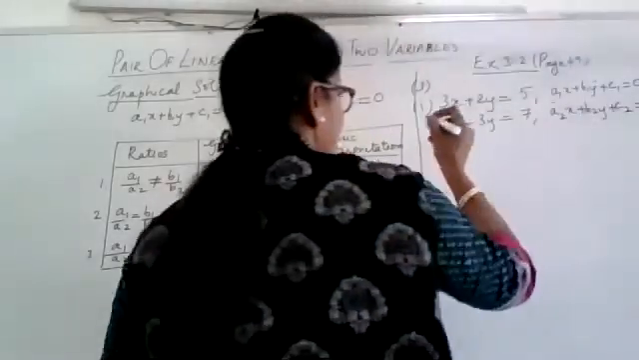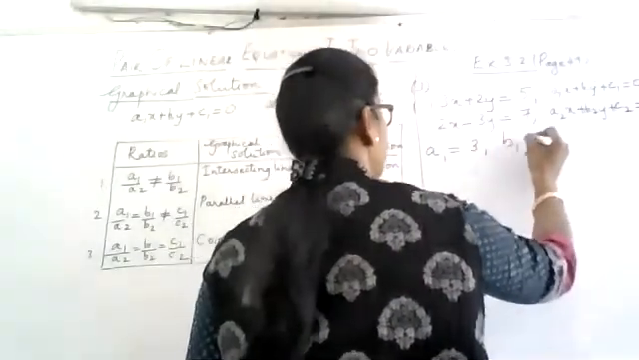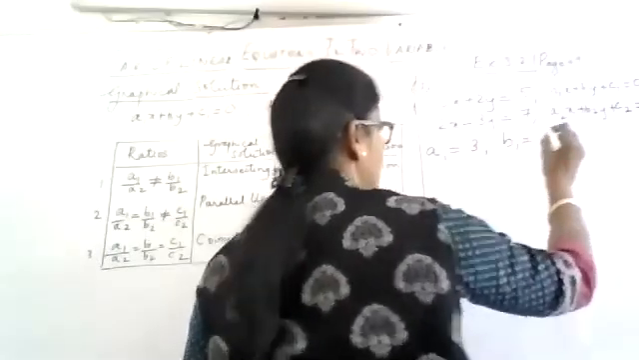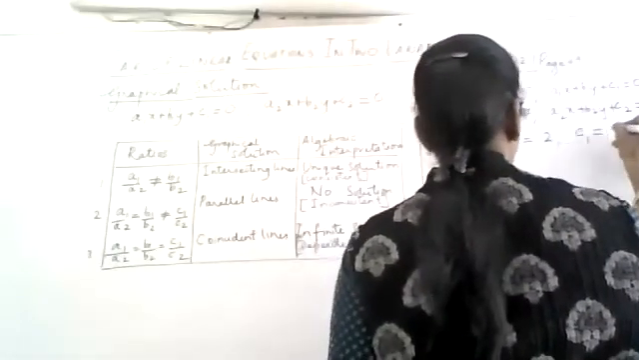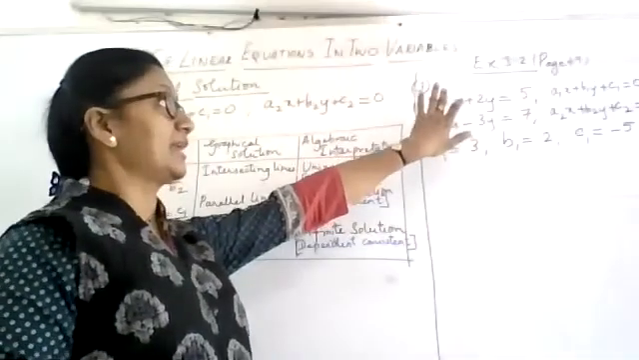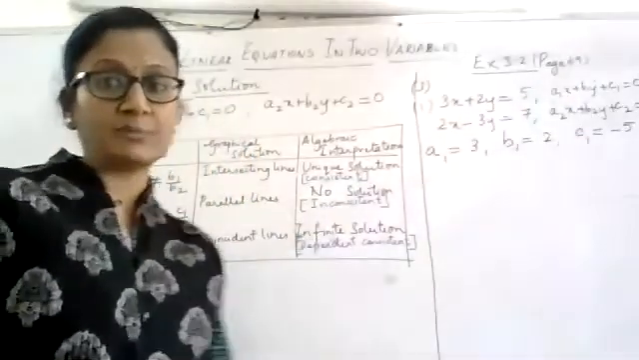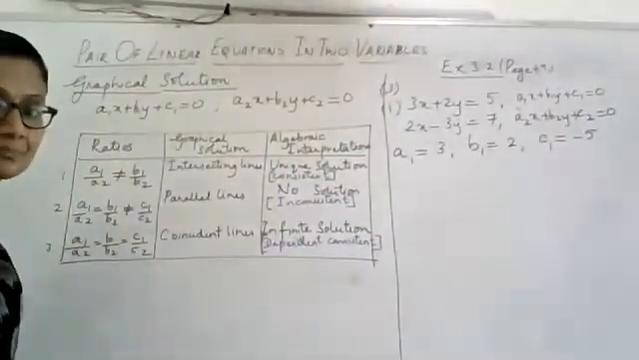So now comparing it, you know a1 is positive 3, b1 is positive 2 and what will be C1? C1 will be negative 5. Because when you write it in the general form, you will write it as 3x plus 2y minus 5 equals 0. Alright? So you must be very careful when you choose the coefficients.